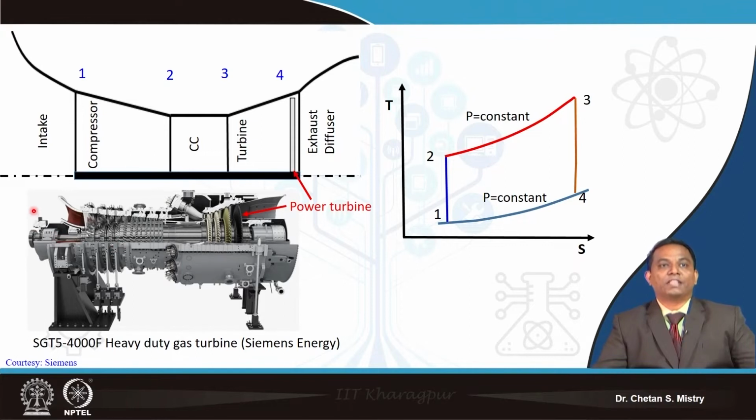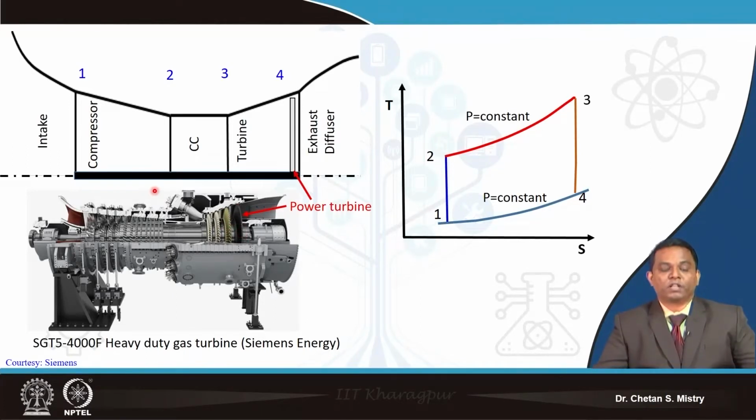Here also you can see we have the entry of my flow from one end, followed by an axial flow compressor, my combustion chamber, and on the rear side the turbines, followed by one more turbine, which we define as a power turbine.